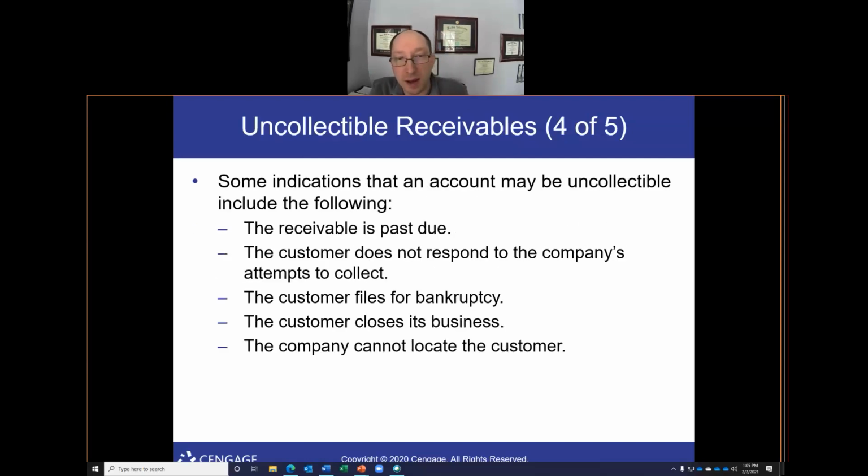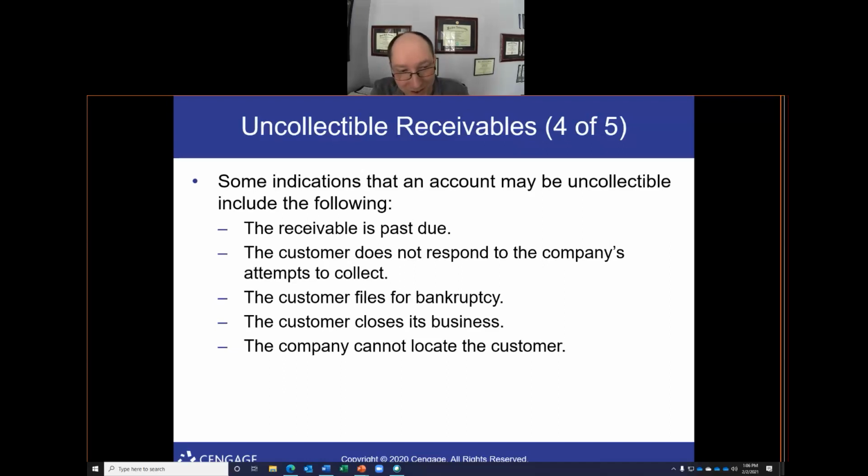Indications that your customer may not pay you: the receivable becomes past due. That's usually a red flag. The customer doesn't respond to the company's attempts to collect the debt. The company calls you, sends you letters, emails you. You know how it is. I know, I see you. Don't worry, I've been there.